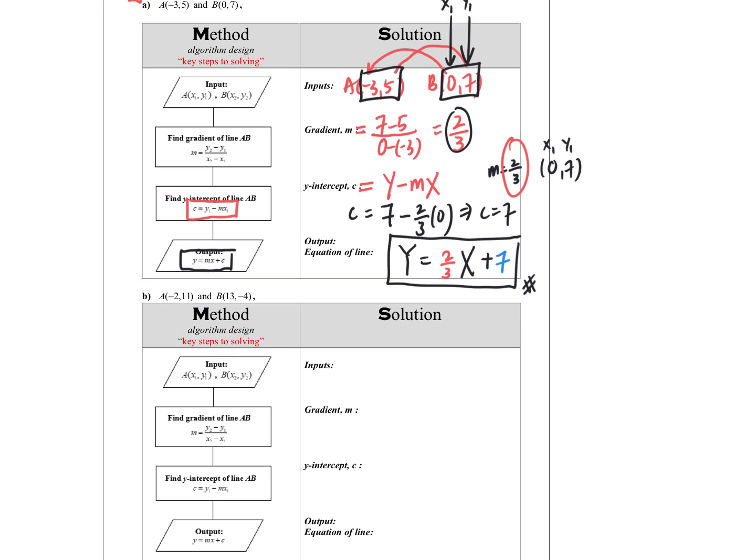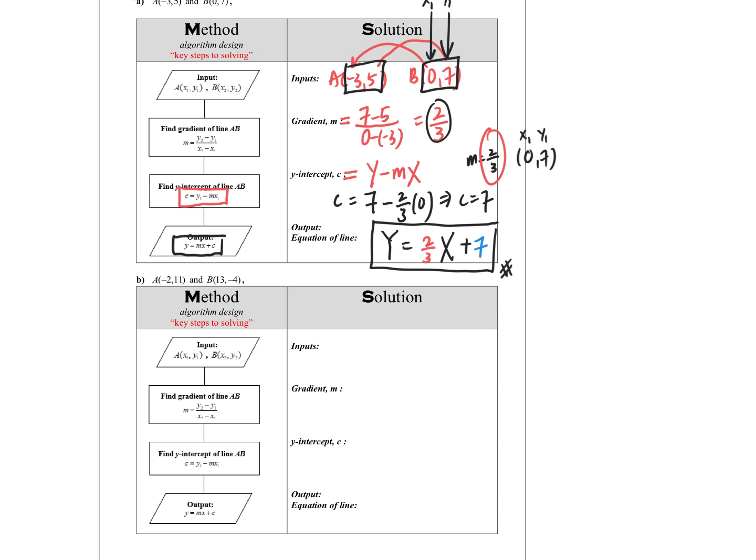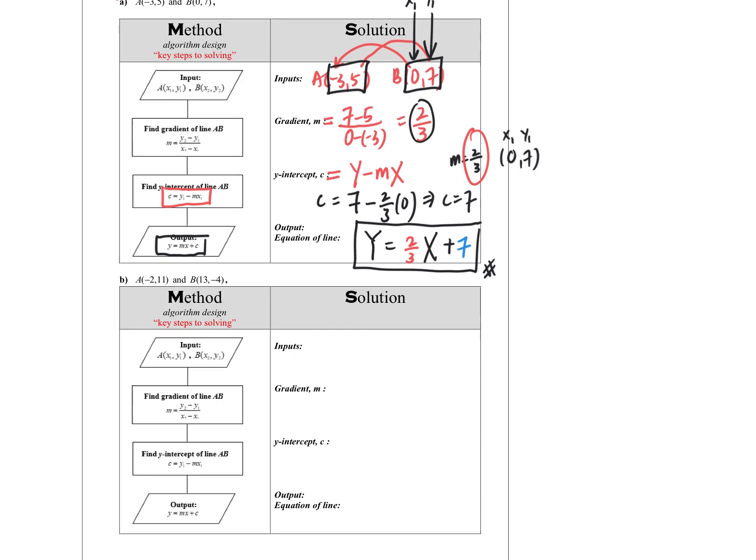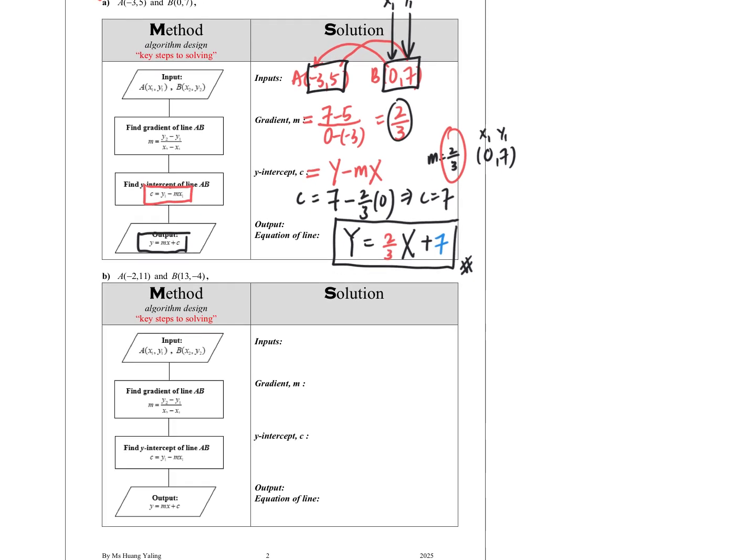Can you repeat and try this for the second one on your own? What are the inputs? How to find the gradient? How to find the y-intercept? And then finally the equation. Okay, repeat this same step and do this on your own.